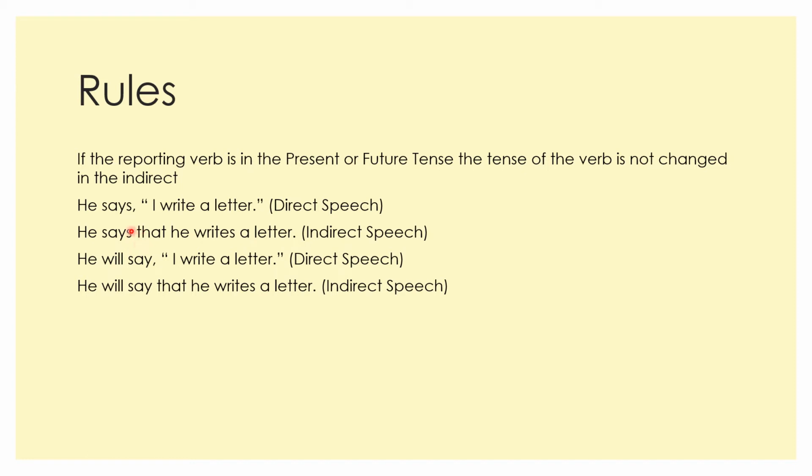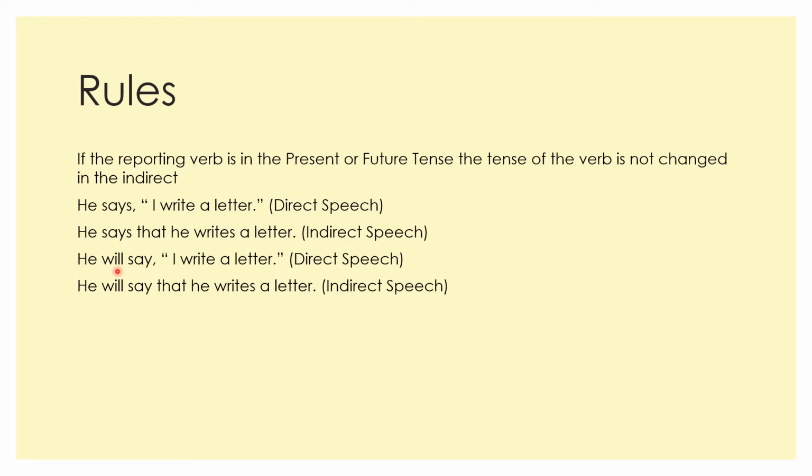The other changes in the indirect speech, after the reporting verb here says, you will use the conjunction that. The pronoun in the first person has become in the third person, he. So therefore it will be he writes. You cannot just say he write. It will be writes. He says that he writes a letter. So there is no change in the tense of the verb. If it is in the simple present here, it is in the simple present also in the indirect speech.